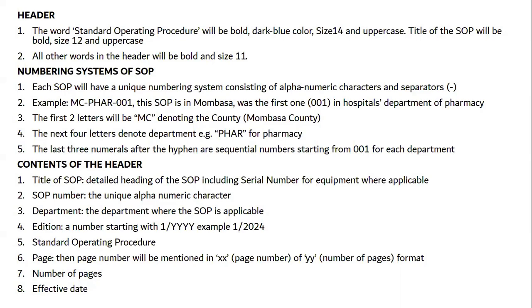The next letters denote the department. In this case, pharmacy. It can be lab, it can be any other. Then the last three numerals after the hyphen are sequential numbers starting from the first to the last, as per your order or number of SOPs that you have. Meaning in this case, the first SOP for the pharmacy department will be MC Farm 001. For the lab department it will be MC Lab 001. So the contents of the header, I believe Dr. Nico had already taken us through this.